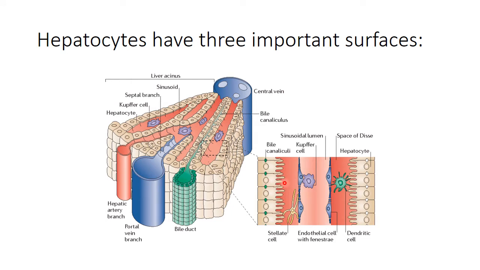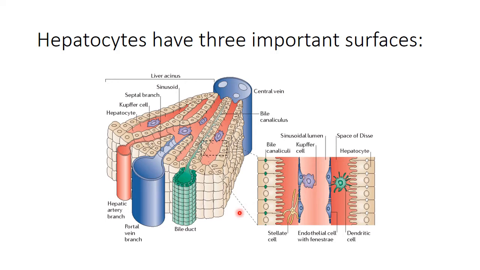This is the surface where materials pass from the blood into the hepatocytes and vice versa, from the hepatocytes into the blood, which means this is the surface responsible for absorption of materials from the blood and secretion of materials from the liver cells into the blood as well.